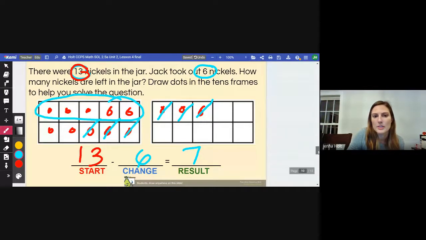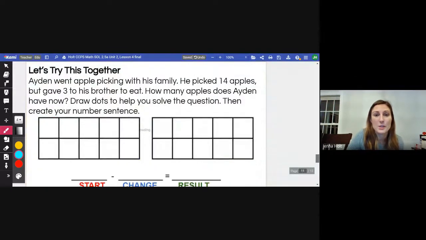So, boys and girls, now this would be the point that you're going to practice with me. So, if you had your 10 frame at home and then your manipulatives at home, we would do this. I would have the students do this with me together, practicing along with me, a guided practice.